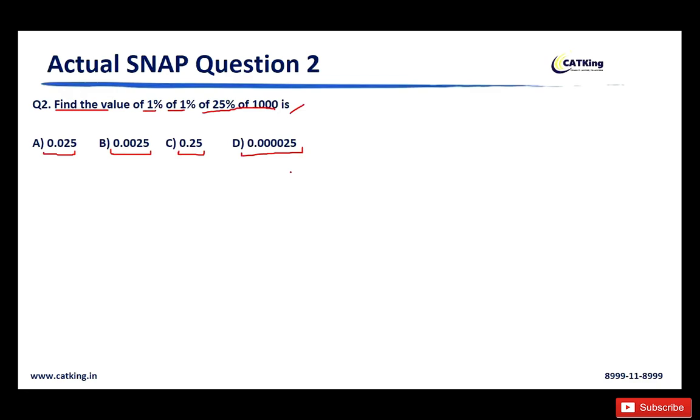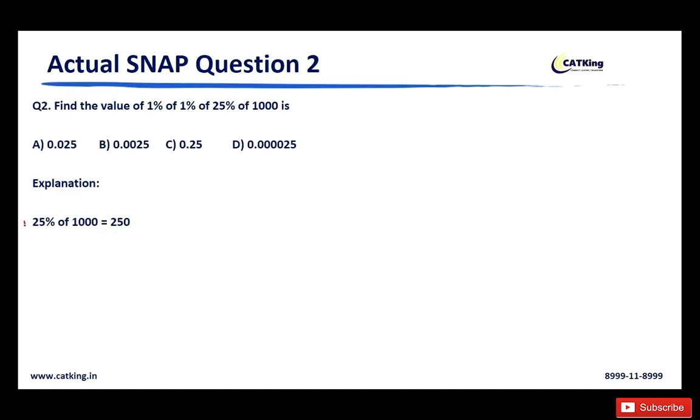Now this is a very simple question. I would like you to pause the video right here. It's a very simple question based on the concept of percentages. Just try to calculate this value first and then this value and then finally this value. I'm sure you will be able to solve this question. Use the hint which I have given if you are not able to, and at the same time please have a look at the solution as well.